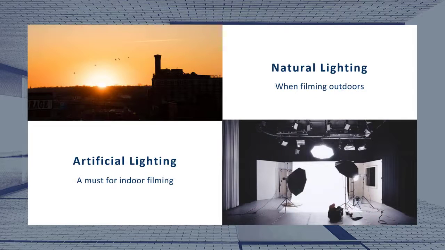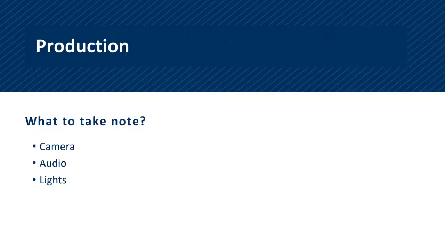Now, lastly, depending on whether you're shooting indoors or outdoors, you're going to determine the lighting that you're going to use. If you're going to shoot outdoors, you're going to be leveraging the natural lighting, of course, right? However, if you're going to be shooting indoors, definitely you need artificial lighting. And what you see there is a 3-point lighting, a must-have if you're going to be doing indoor filming. Alright, so what are the things to take note of? The kind of camera you're going to be using, the kind of microphone that you're going to use to capture the audio, and finally the lights that you're going to need to illuminate your subject.